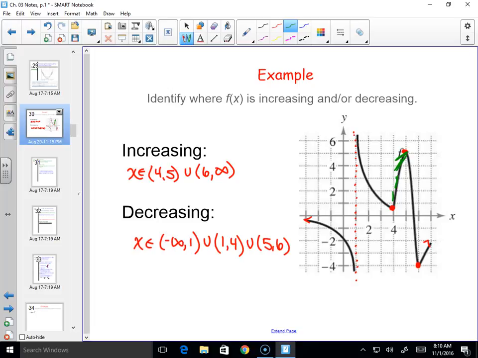I can do it. How about 6 to infinity? Are all the slopes positive? Yes, they are. Some more positive than others? Yes, but they're all sloped up. Decreasing. How about negative infinity to 1? Are those all negative? All of them? Yes, some more negative than others, but all of them are negative, right? 1 to 4, same deal.